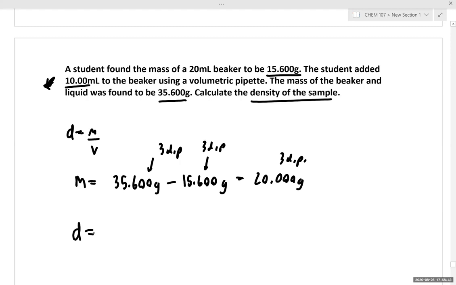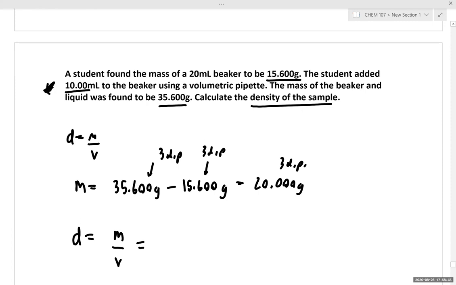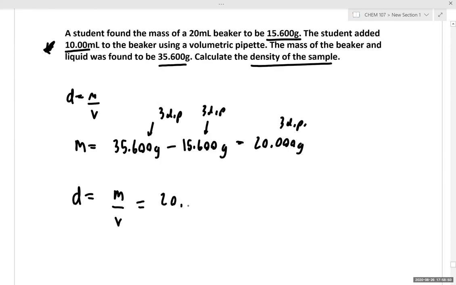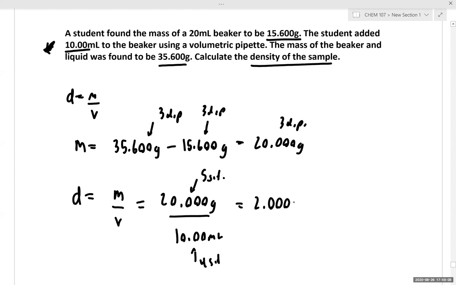Now that we have our mass and our volume, if density is written as mass over volume, we take 20.000 grams and we divide by 10.00 milliliters. The top number has 5 sig figs. The bottom number has 4 sig figs. Ergo, we write our answer as 2.000 grams per milliliter, so that our final answer has 4 significant figures.